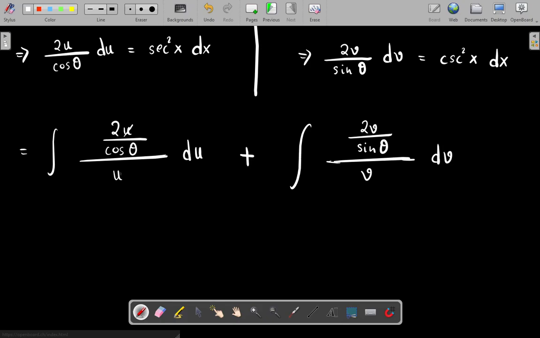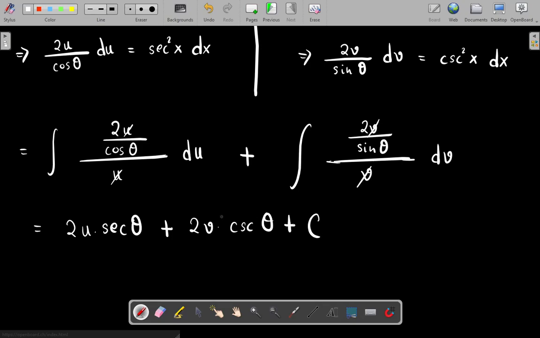So this u and u cancels each other, so 2 sec theta comes out. 2 upon cos theta is 2 sec theta. These are constants, so this becomes 2, and integration of du will be just u, so this becomes 2u sec theta, plus this becomes 2, this v and v cancels each other, 2 cosec theta, and integration of dv becomes just v, so 2v cosec theta plus c.